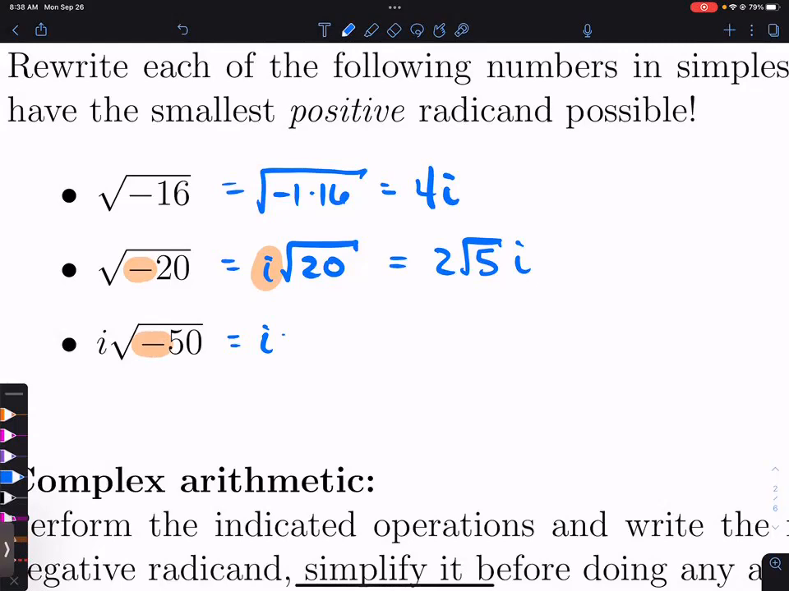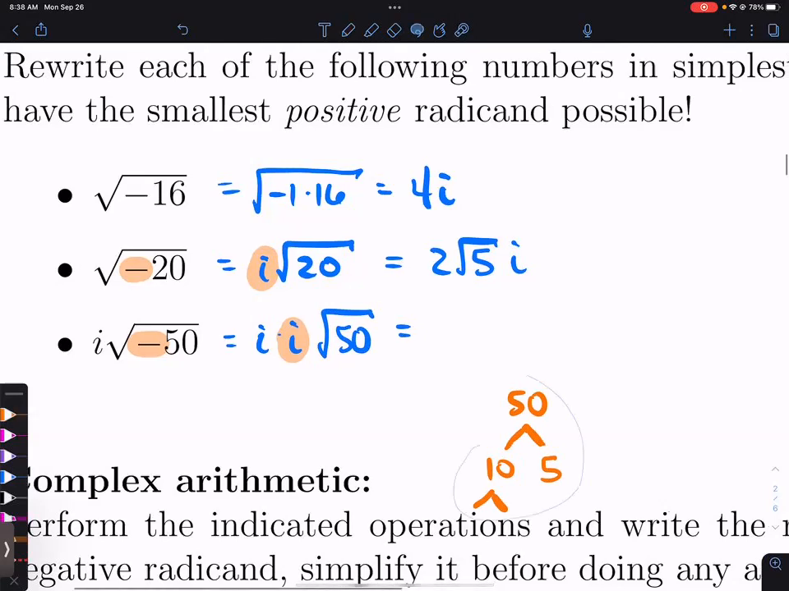Negative under a square root comes out as an i. And then just work on simplifying the square root of 50. So what are some factors of 50? 10 and 5. And factors of 10 are 5 and 2.